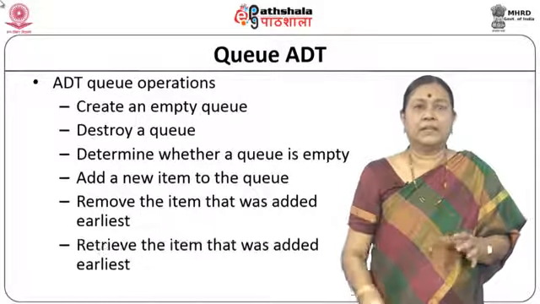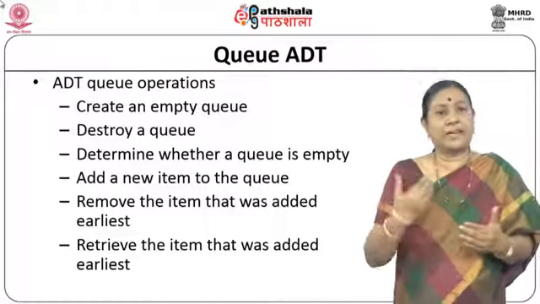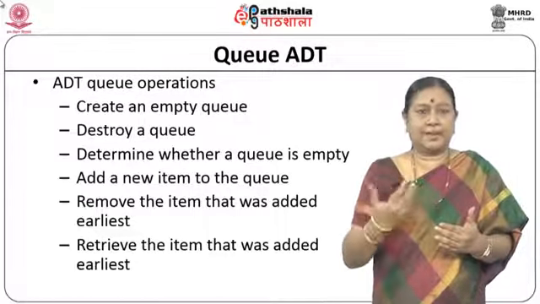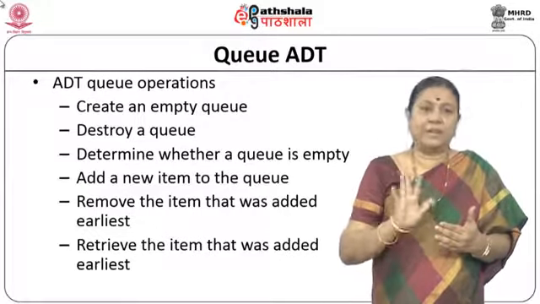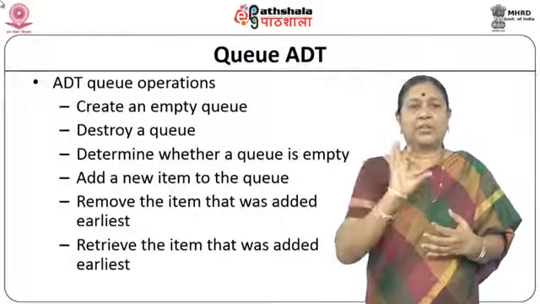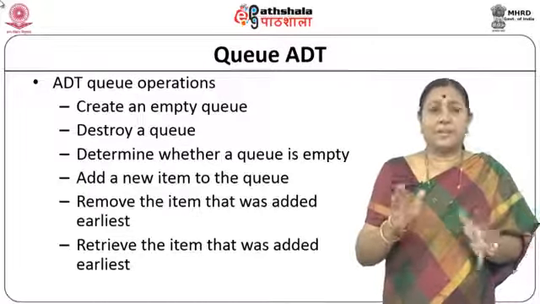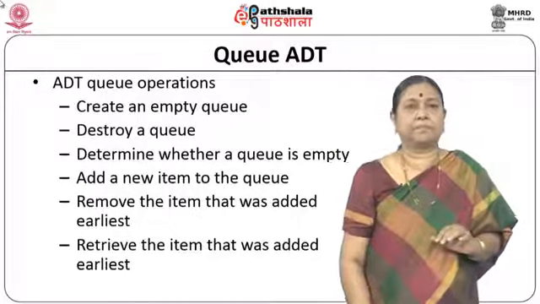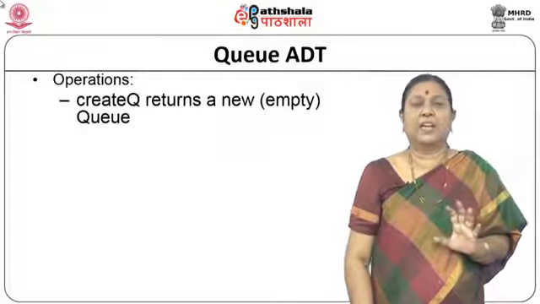So, that is there. And then retrieve an element, this also we have seen before. This is retrieving an item that has been added. What you can retrieve will be the one that has been added first, but when you retrieve it, either it could be deleted or you could just retrieve and show the element, and the queue remains the same. These operations we have already defined a number of times. So, now let us look at the operations in detail.